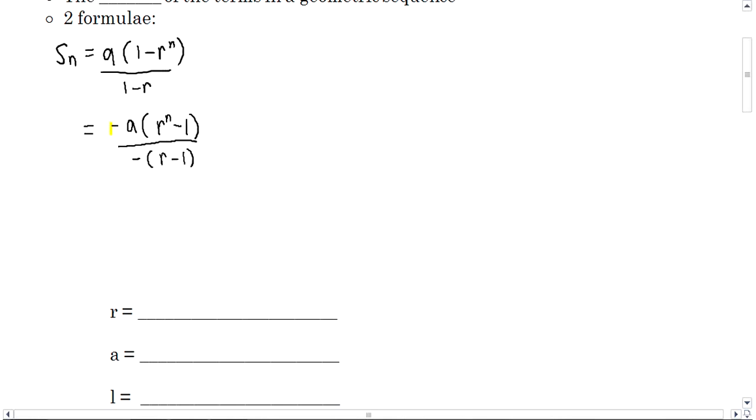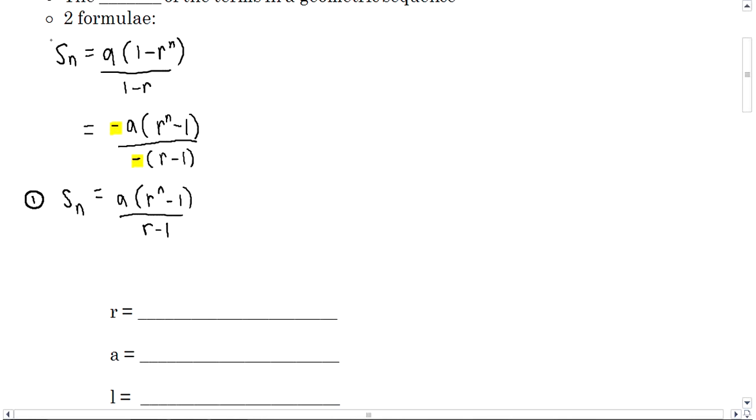So notice what happens here. There's a negative here, there's a negative here, and they will cancel. So you end up getting this equation here: Sn equals a times r to the power of n minus 1 brackets over r minus 1. So I'm going to call this equation 1.